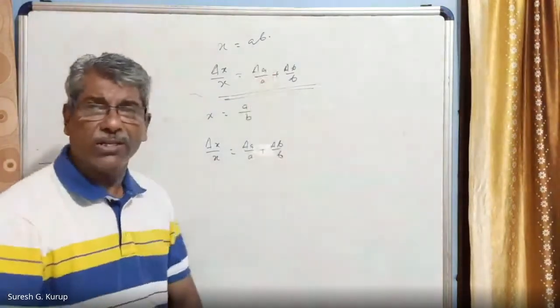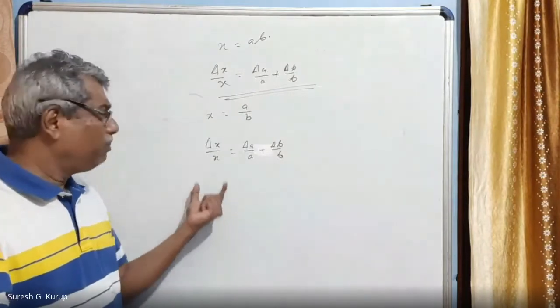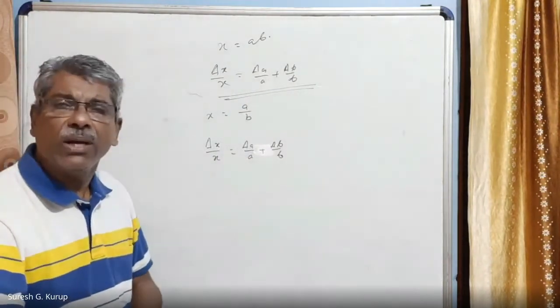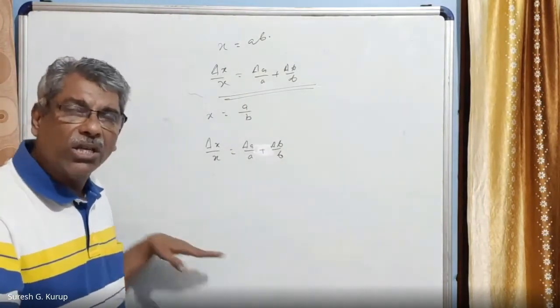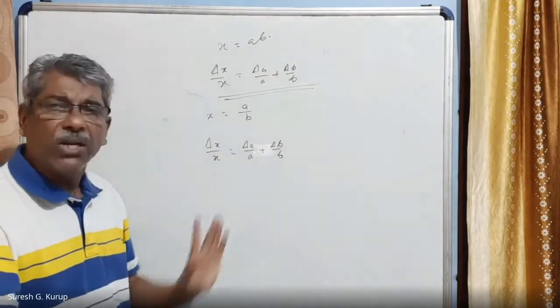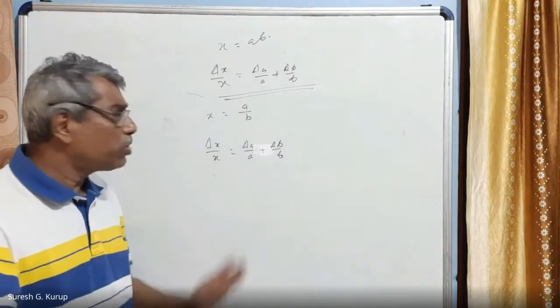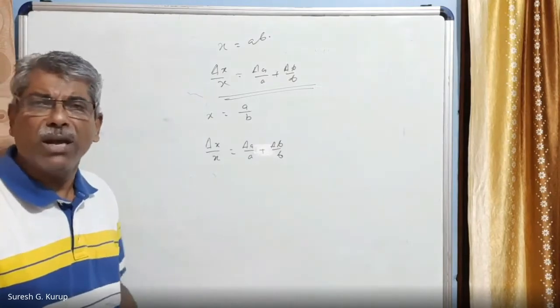When two quantities are divided, the total relative error is equal to the sum of the individual relative errors. If there are three quantities, there will be three relative errors, and all of these will be added. This is one quantity, this is another quantity. Always, relative errors are added only. In multiplication and division, in both cases, we add the relative errors in this manner.